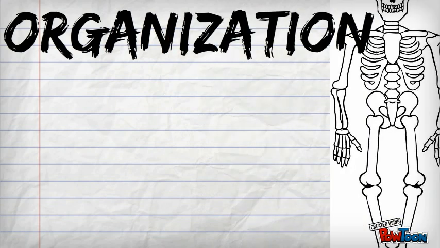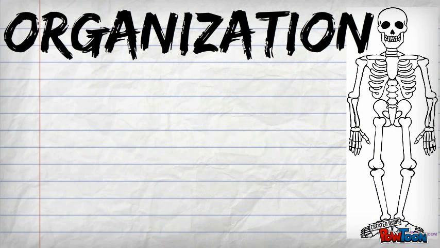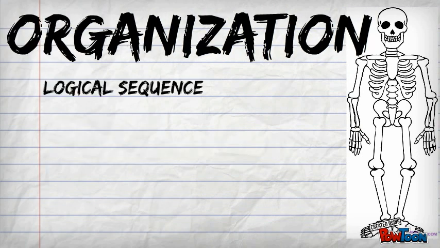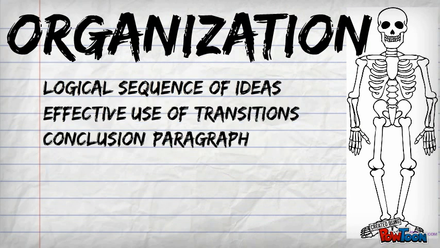Next, let's talk organization. Just like a skeleton gives shape to our bodies and holds everything in place, organization in writing does the same thing. When writing, you want to organize your ideas so they're just where you want them, just where they make the biggest impact. Get a good start by crafting an introduction paragraph that clearly states your main idea or focus, and then use purposeful and logical sequencing of your ideas and choose smart transition words and phrases to link your ideas together. Finish with a conclusion paragraph that wraps up your ideas and adds a feeling of, well, conclusion.